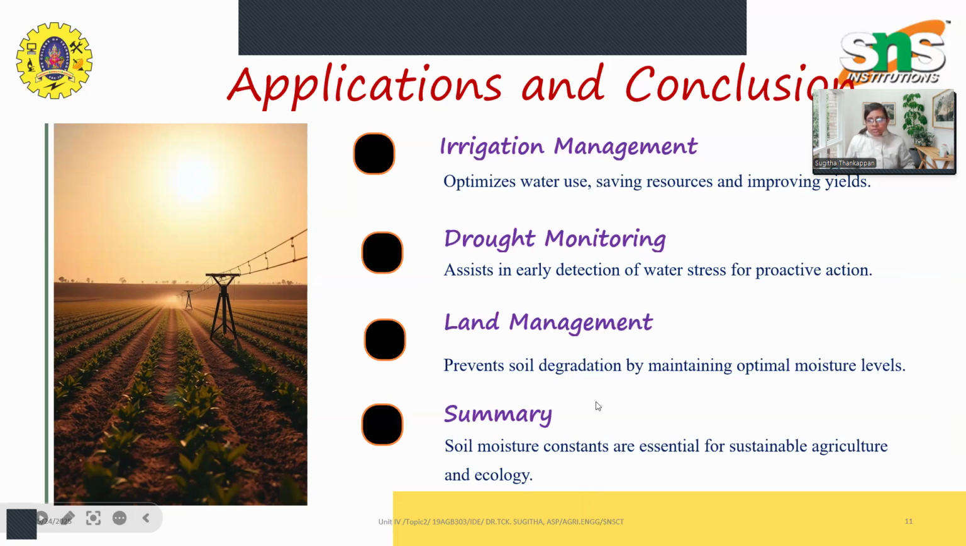Then land management, to prevent soil degradation by maintaining optimal soil moisture levels. In summary, soil moisture constants are very essential and the need of the hour for sustainable agriculture and maintaining a balanced ecosystem. For this, we have to pursue our research on AI prediction models based on these soil moisture constants, which are usually ignored in most studies. So we can integrate the soil moisture content as well as the meteorological data to develop holistic prediction models with accuracy for sustaining our agriculture.